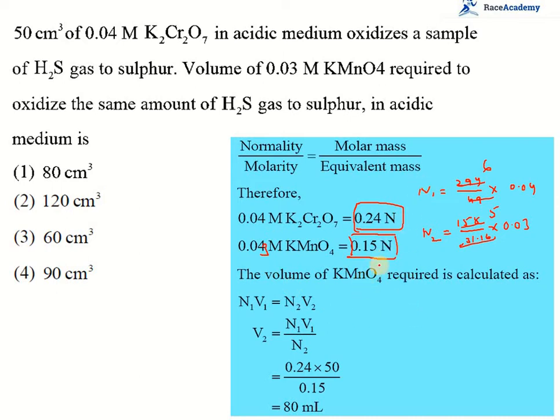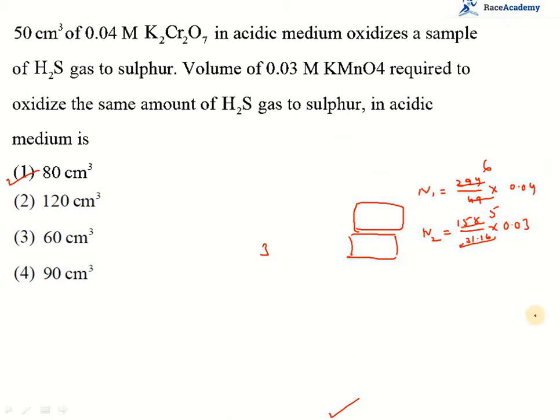So with normalities N1, N2 and volumes V1, V2 substituted, the volume of this potassium permanganate is taken as V2, and V2 is equal to N1 V1 by N2. Substituting the N1 and V1 values given in the question, V1 is 50 centimeter cube, and upon substitution we got V2 as 80 ml. So 80 centimeter cube, the first option, is the right option for this question.